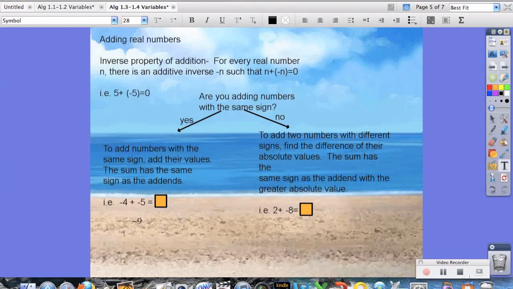So we have 2 and -8. Obviously, they have different signs. One's positive, one's negative, so we're going to subtract. 8 minus 2 is 6. But because the larger number here, 8, is a negative, we're going to say it's -6.